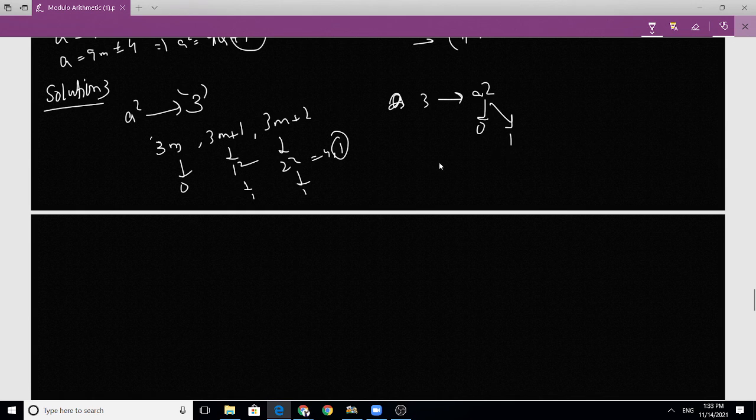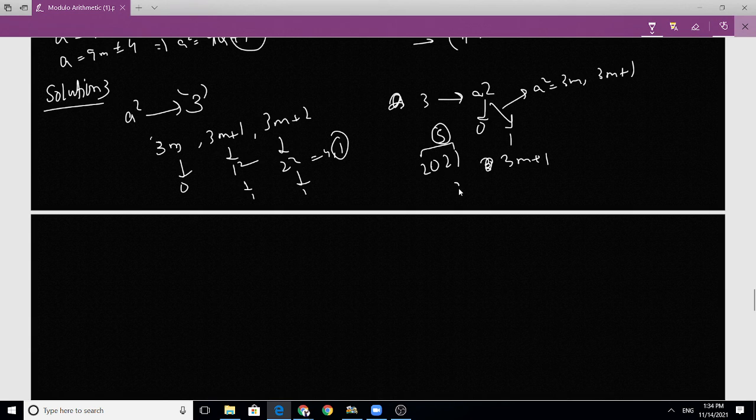In this question, they have given that the sum of the digits of n square is 2021. So the sum of the digits is 5. So 5 is nothing but 3m plus 2. So here we have got that a square can be in the form of 3m or 3m plus 1, because it leaves the remainder 0 or 1 when it is divided by 3.